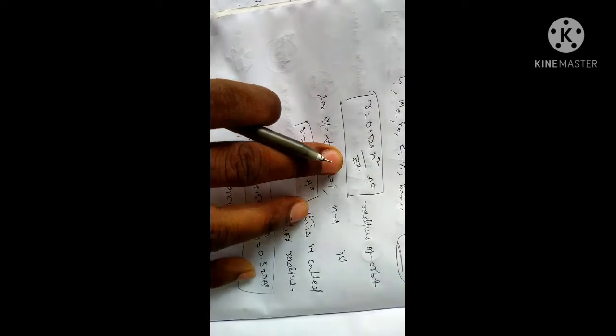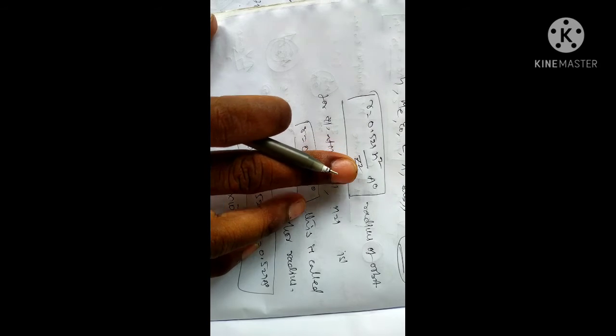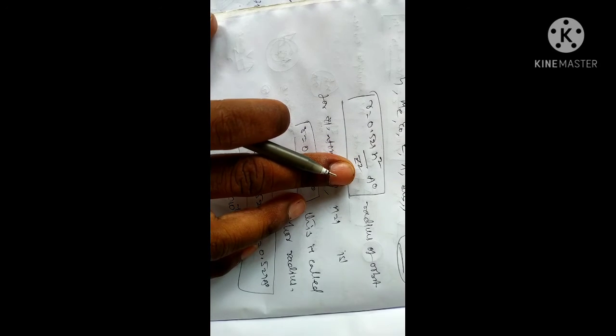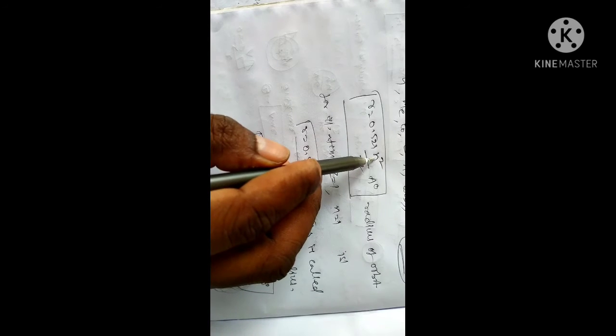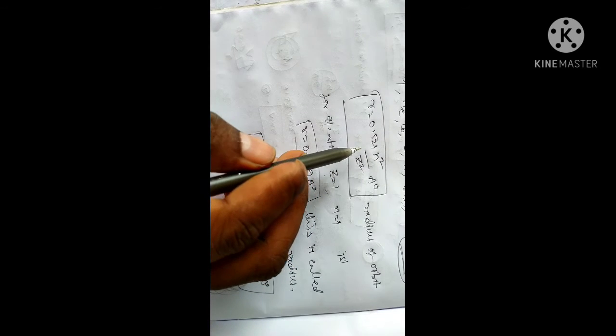According to this formula, we can find the radius of any atom. For lithium, boron, carbon, any atom, we can substitute the atomic number and the principal quantum number, and we get the radius of any atom. Okay, now we can find the velocity for hydrogen.